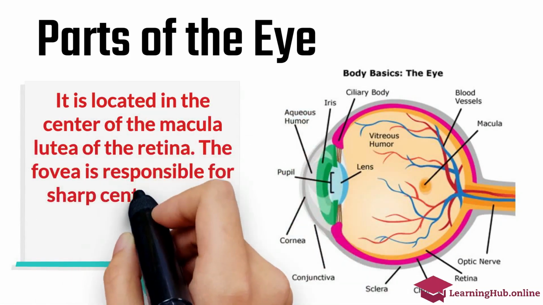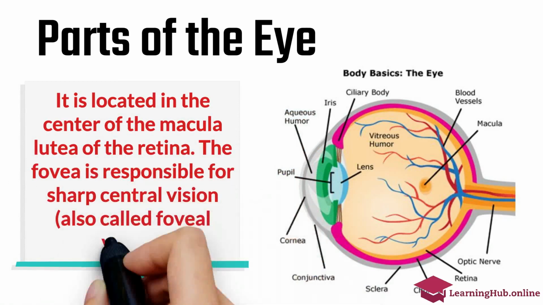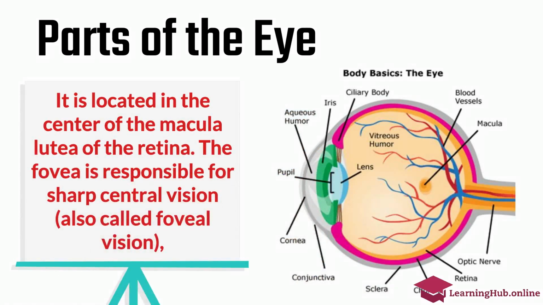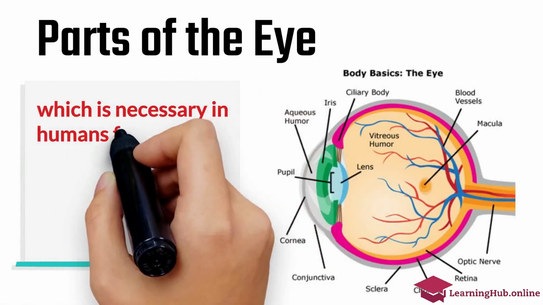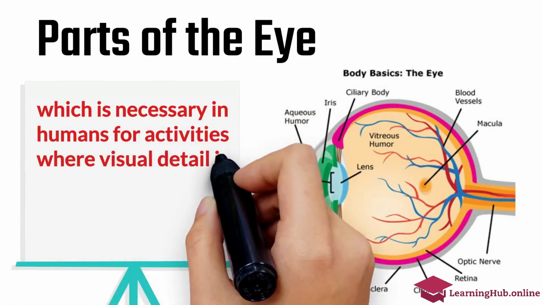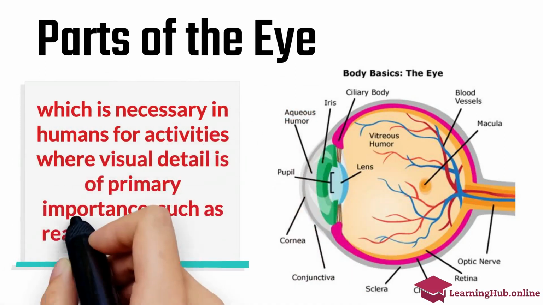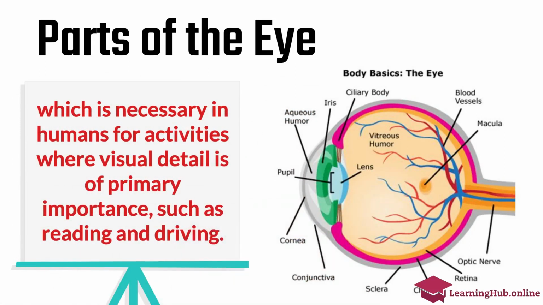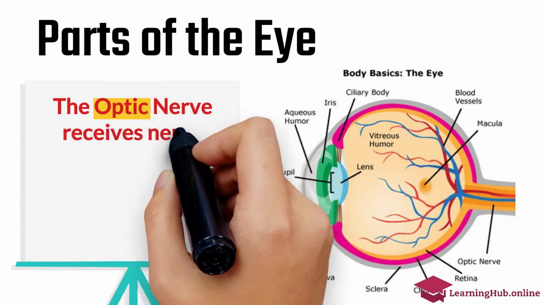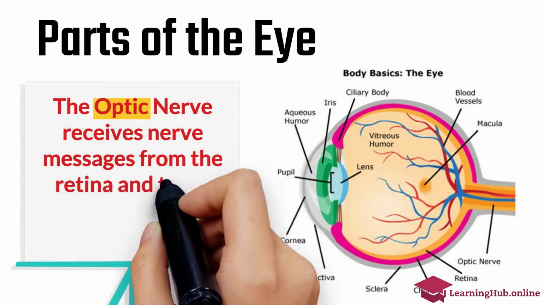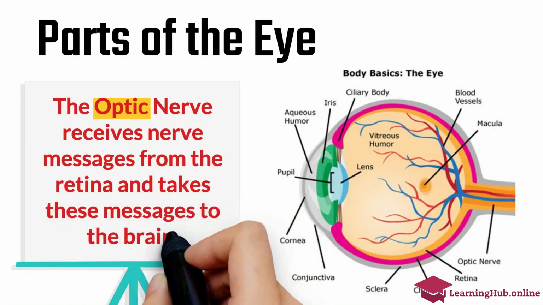The fovea is responsible for sharp central vision, also called foveal vision, which is necessary in humans for activity where visual detail is of primary importance, such as reading and driving. The optic nerve receives nerve messages from the retina and takes these messages to the brain.